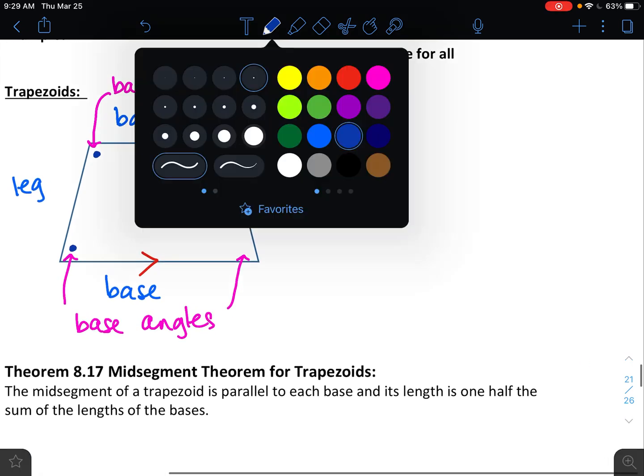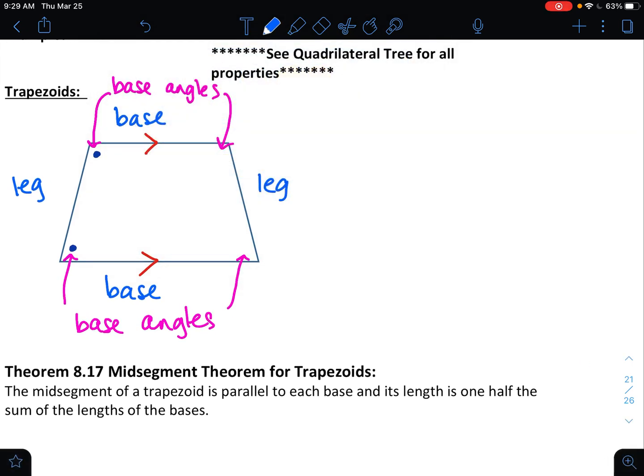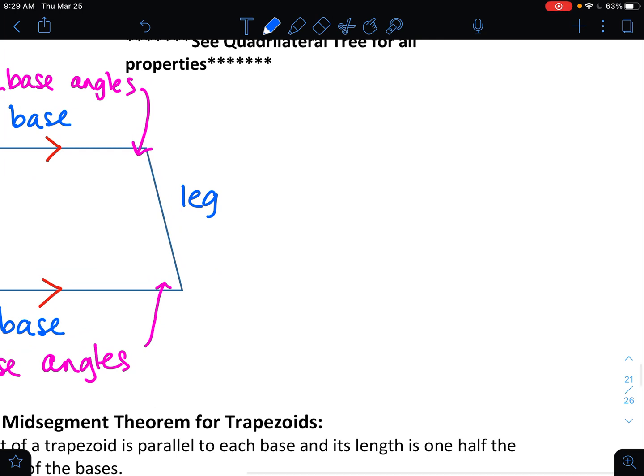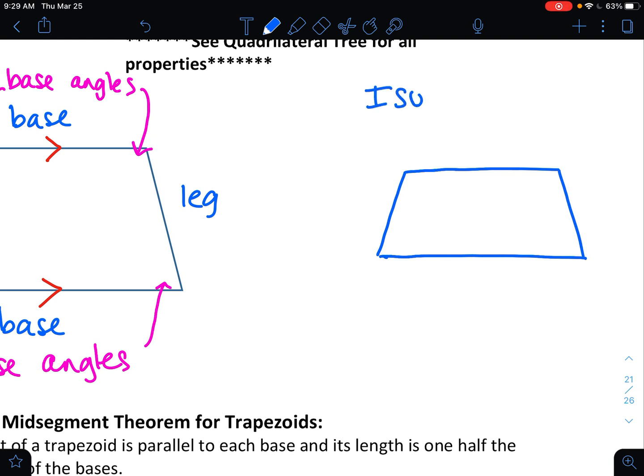Now we can get more specific with isosceles. So we're going to draw another picture over here. And so I'm going to draw the same type of trapezoid. Try to make a straight line. So this is going to be an isosceles trapezoid.